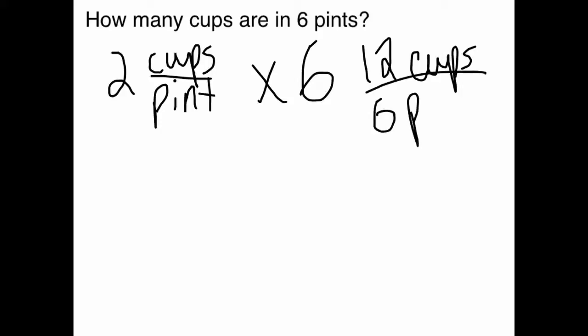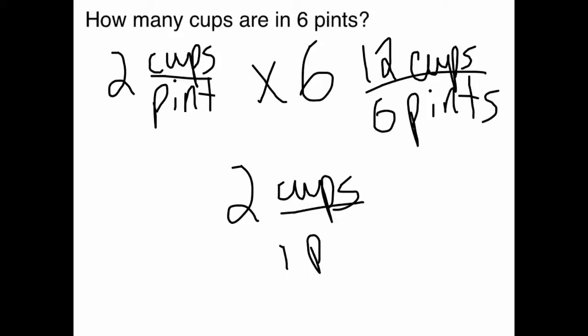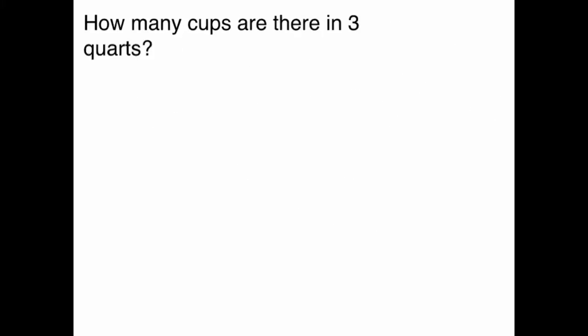for 6 pints, which makes sense because, again, if I want to divide this down, 12 divided by 6 is 2 cups for 1 pint. So all we had to do there was multiply by 6. There are 12 cups for 6 pints. Let's move on to a harder one.